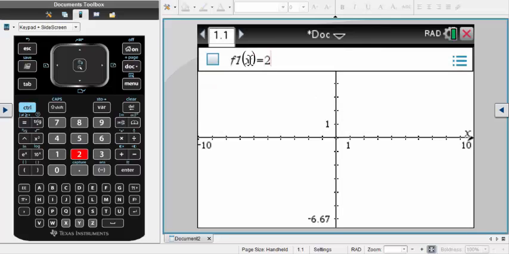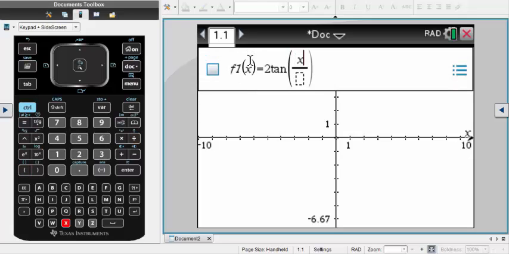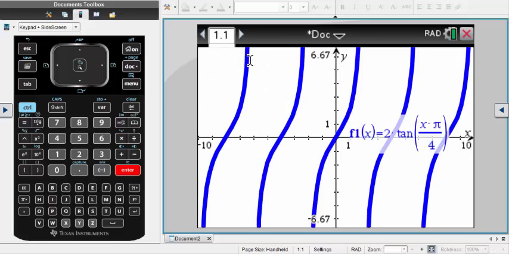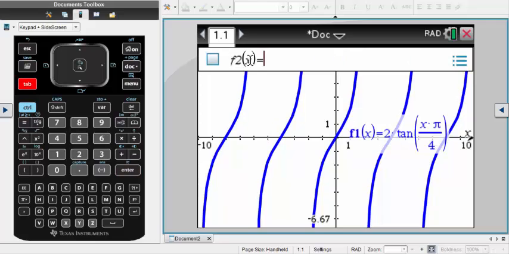What was this? 2 tangent of x times pi over 4. So there's our graph. And then what did we say one of the answers was? 2 plus pi times (x minus 1).